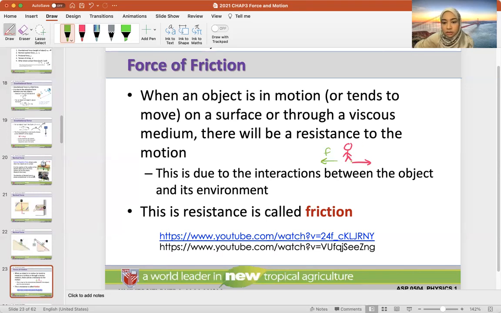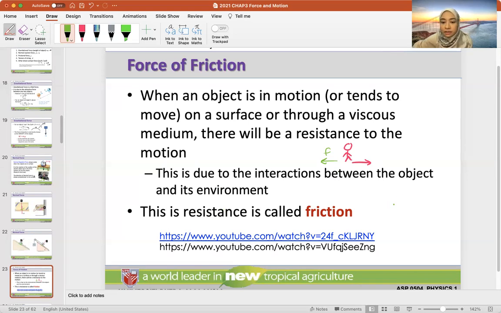In this case, this is you, this is not me, this is you. You are moving to the right. The friction will be to the left. It always opposes motion or the tendency of motion. Let's say you are not moving, but you are ready to move to the right. Friction will happen on the opposite direction as well. Masa tendency of moving tu. Maksudnya baru nak gerak, dah ada friction dah. Friction dah start dah. Okay, this is due to the interaction between the object and its environment.